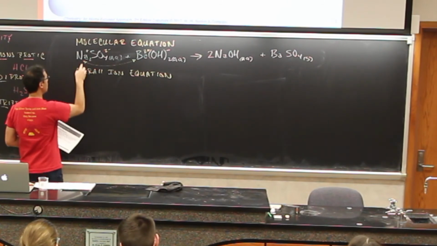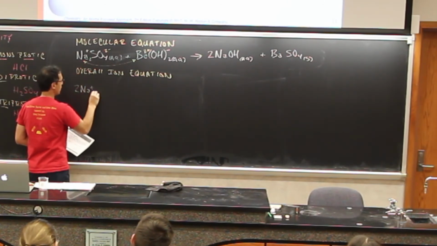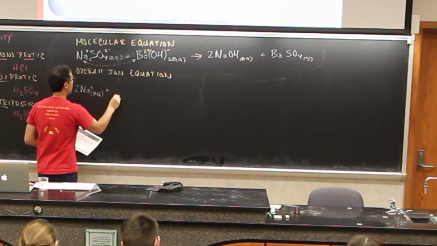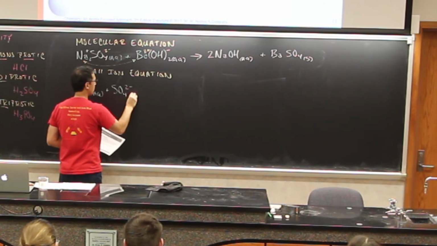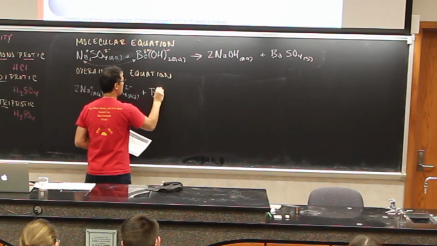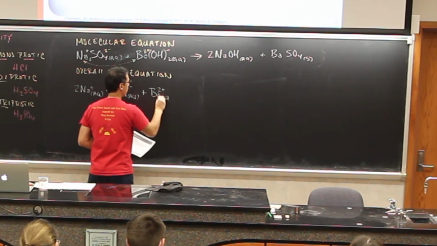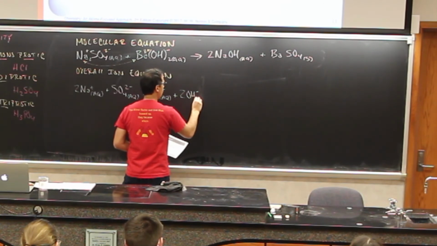We're going to separate all these out, all out into their ions. So that's going to be 2 sodiums, 2Na+ aqueous. Okay, and then we've got a sulfate in there, SO4 2- aqueous. And we've got barium, Ba2+ aqueous. And we've got 2 hydroxides, aqueous.